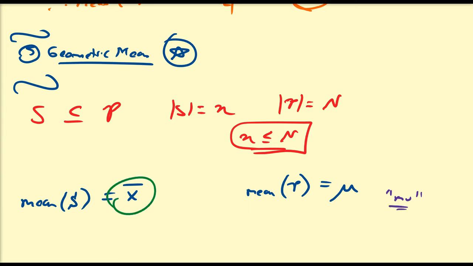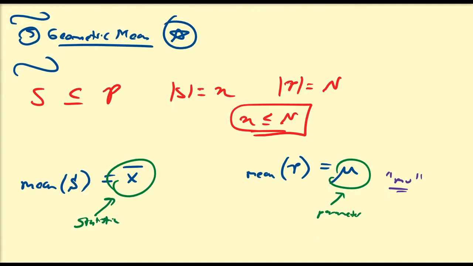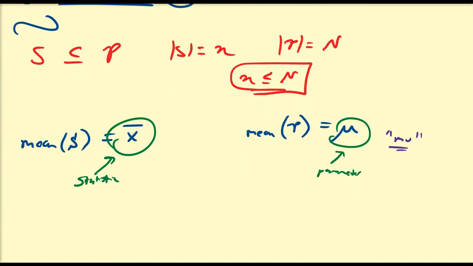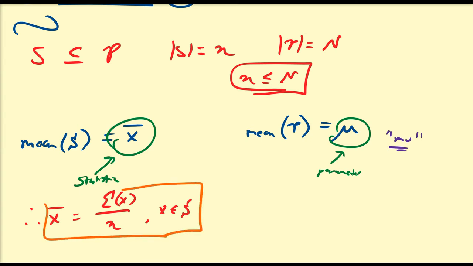So this is our statistic because it is a measure on a sample, and this is of course a parameter because it is a measure on the population. So how do we calculate the mean of a sample? As we said already before, it's going to be the average of all of the values in our sample. So this is going to be the sum of the x values divided by our sample size. Here, x must belong to our sample. So that's the formula for the sample mean.